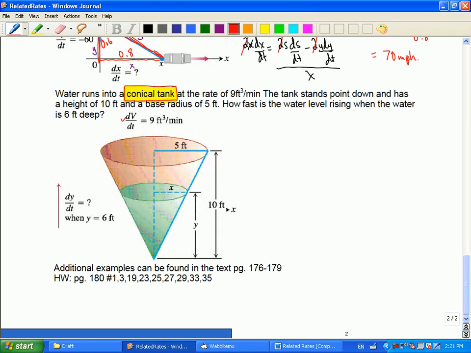The tank stands point down and has a height of 10 feet and a base radius of 5 feet. How fast is the water level rising when it's 6 feet deep? So in my picture, it's a 6 here. All right, anybody remember where we start? Well, of course, you have the page right in front of you. So what's the relationship here? Yeah, the volume would be pi over 3 r squared h for a conical tank.